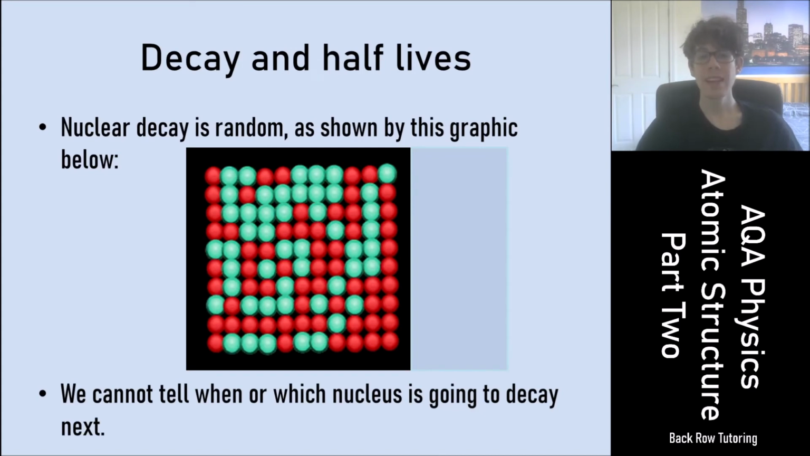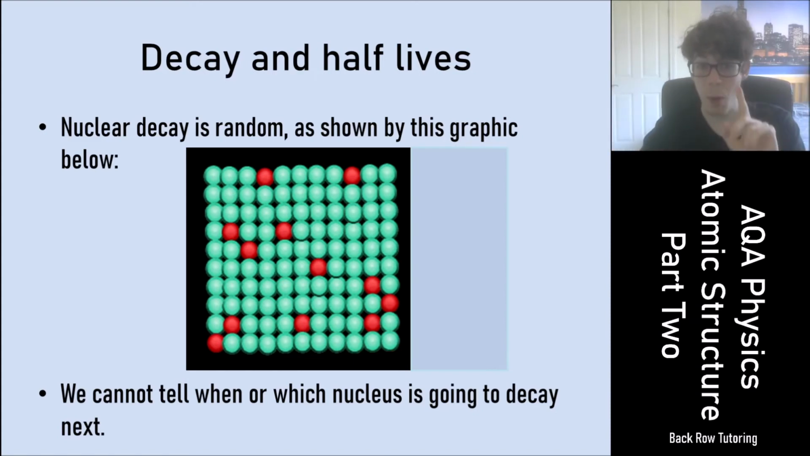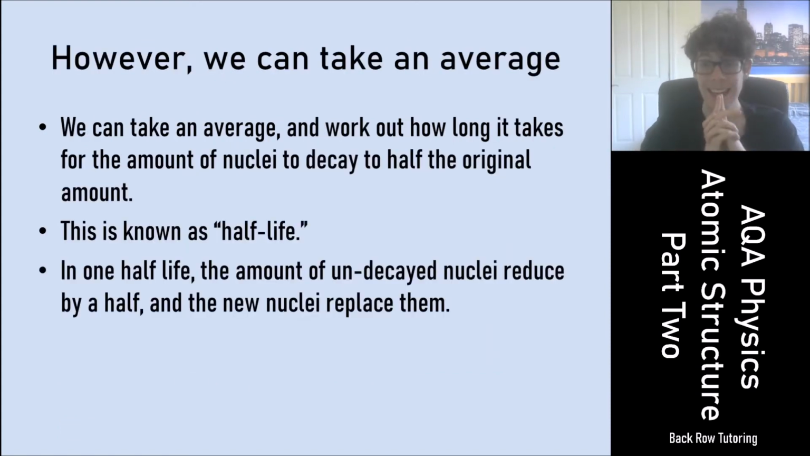So, nuclear decay is random, as shown by this graphic below. We can't tell when or which nucleus is going to decay next. So, it's random, we don't know when. We've already been through this. However, we can take an average.